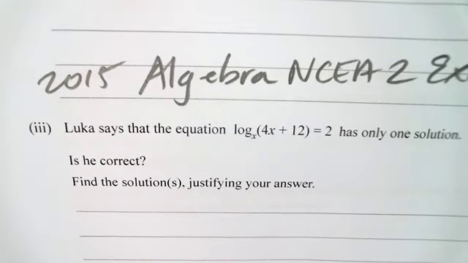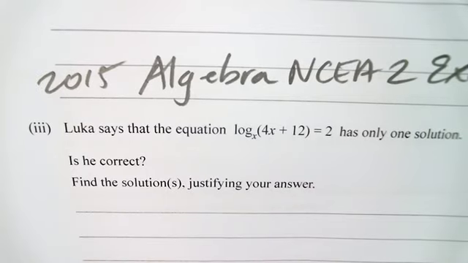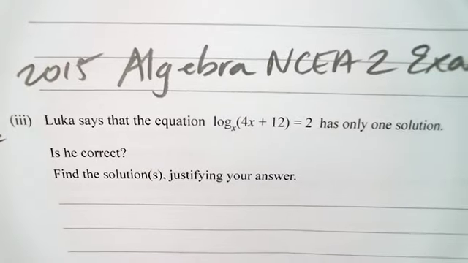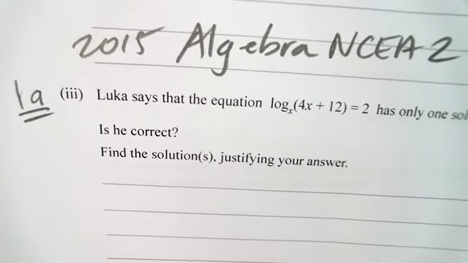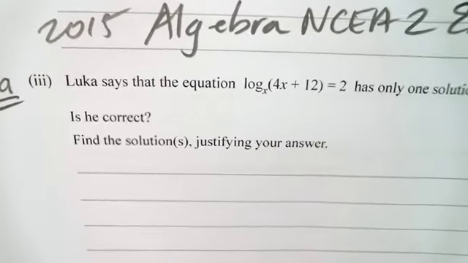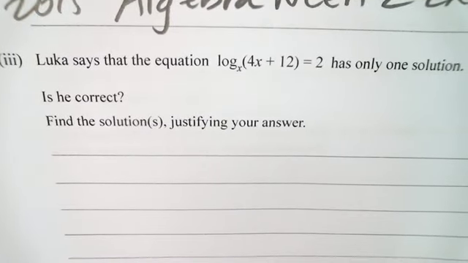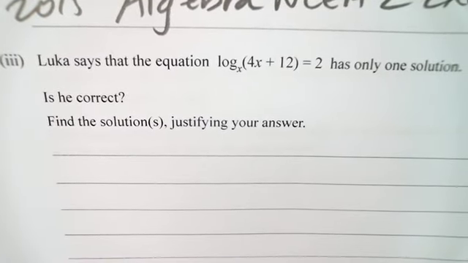This is the NCEA 2015 Year 12 exam for NCEA 2 External, and we're now on question 1A, part 3. It says, Luca says the equation log base x of (4x + 12) equals 2 has only one solution. Is he correct? Find the solutions justifying your answer.